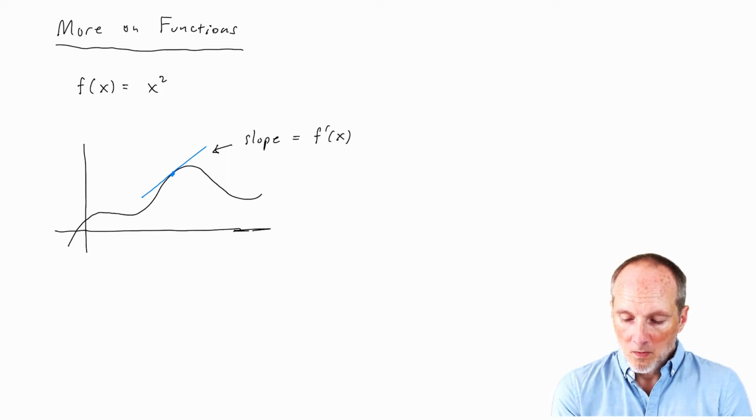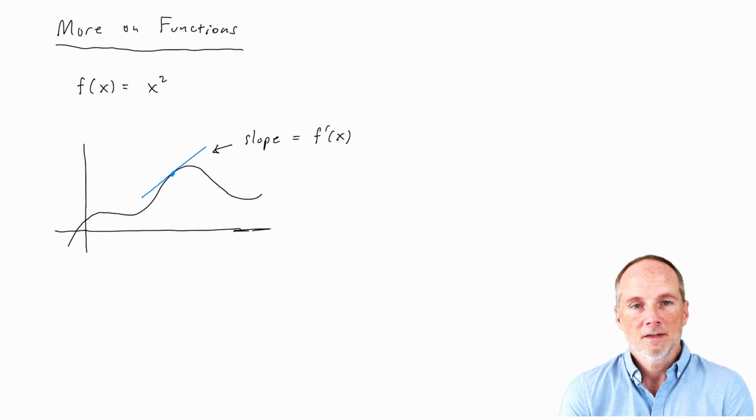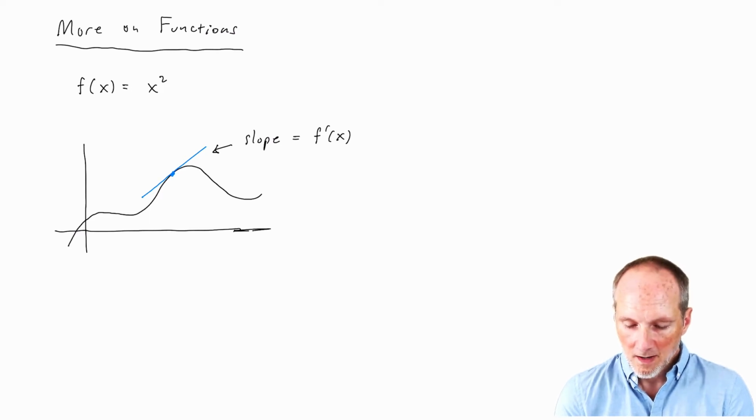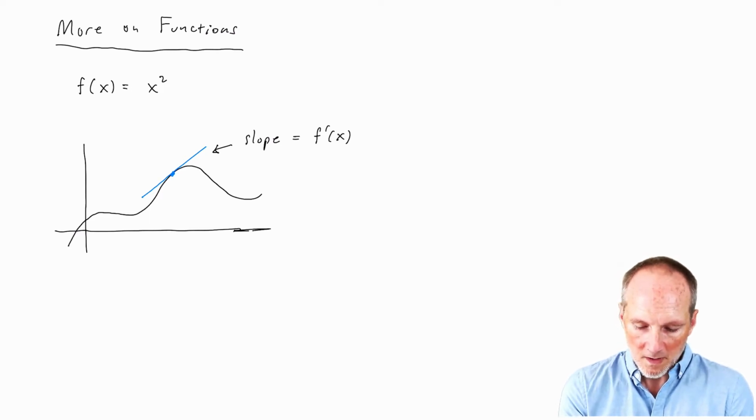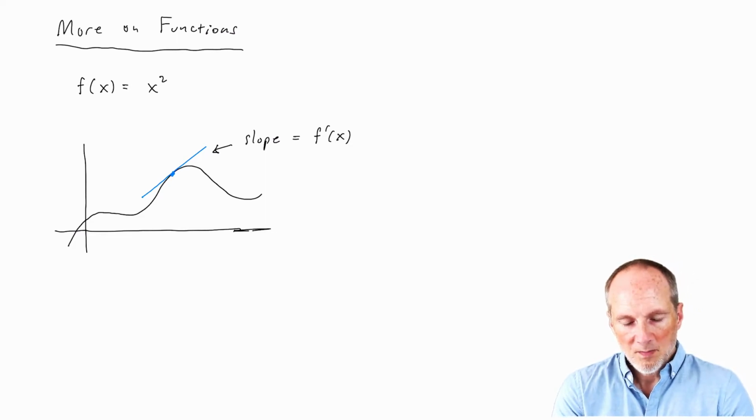Now, I want to just continue down this path thinking about derivatives, but now in a slightly different context where we have a function and we want to, let's say we want to maximize the function. So what does that mean? It means find the point where the function attains its highest value.